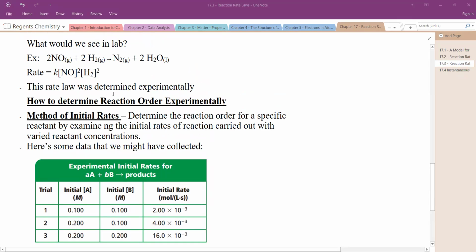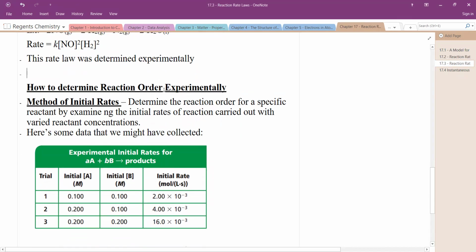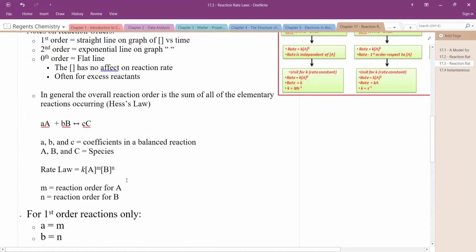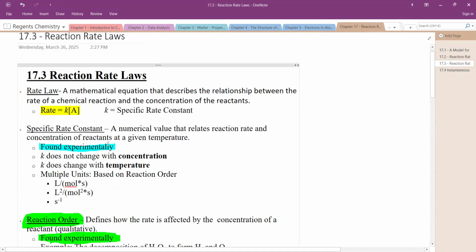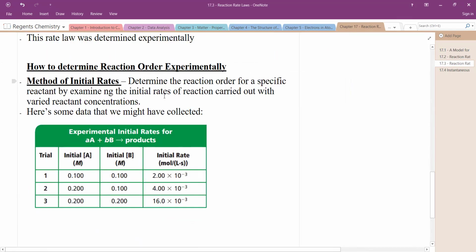Sorry, guys. I want to make sure I wasn't being redundant. But yeah, anyway, as I was saying, we do need to determine these reaction orders experimentally, and it's actually not that bad. I know this video is a lot of math, a lot of words, a lot of stuff, but it's actually not that bad.